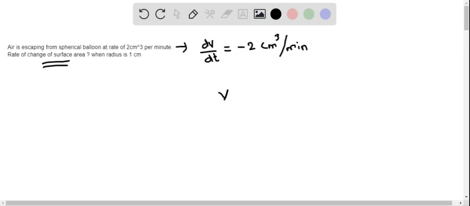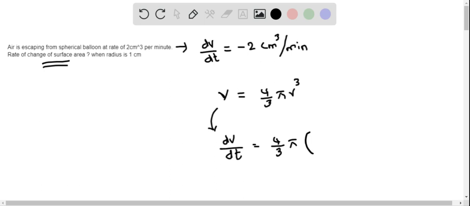So first, let's determine dr/dt using the volume formula. The volume of a spherical balloon is 4/3 πr³. I'm going to differentiate both sides with respect to time. When I do that, I get dV/dt equals 4/3 π, and then we have to differentiate r³ with respect to time. First we apply the power rule, and we get 3r² times the differentiation of r with respect to time, which is dr/dt.